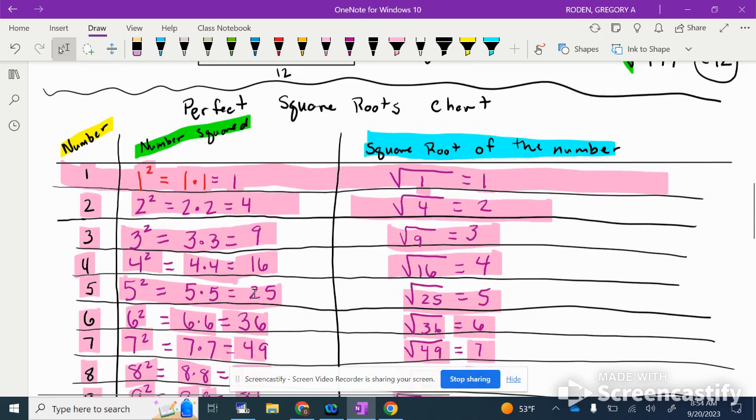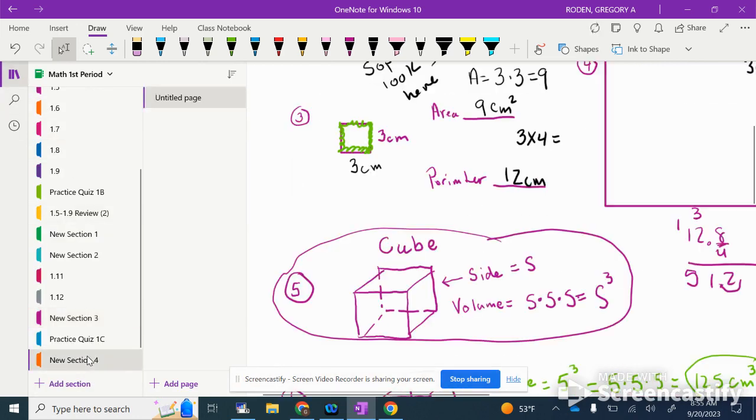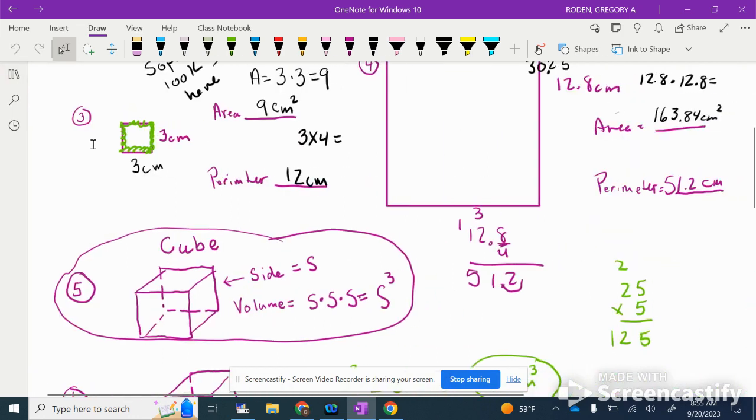Okay? Now, likewise, guys, I'm going to show you something else. We can also talk about cubes. Now, you can think of a cube, guys, as a 3D square. A cube is like a 3D square. So instead of saying side times side for a square, a volume of a cube is side times side times side, or side to the third power.